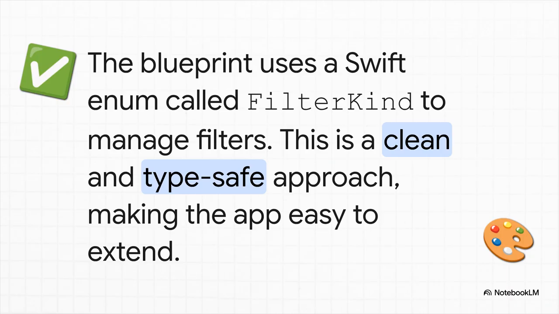To manage all the different filters, we're not going to use messy strings that can lead to typos and bugs. No, we're using a Swift enum called FilterKind. This is such a clean, type-safe way to do it. It defines every single filter we have, and it makes adding new effects later on super easy and, more importantly, safe.